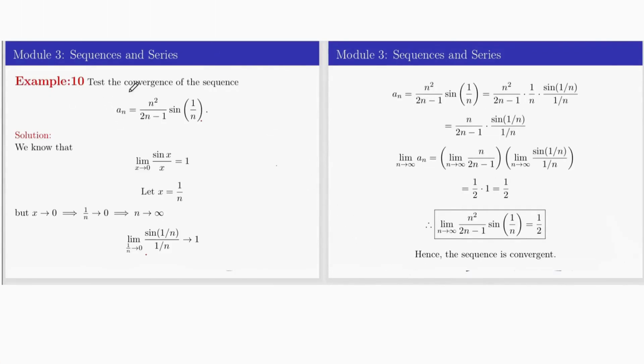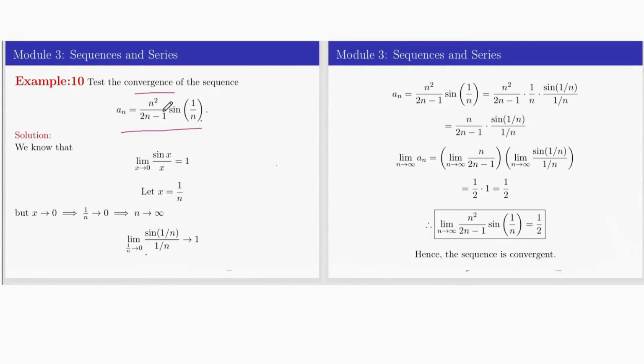Example 10. Test the convergence of the sequence a_n equals n squared upon 2n minus 1 times sine 1 upon n. Now in this question, for a given sequence, the nth term, a_n, is given, and the question is to test the convergence of the sequence. So here we are required to check whether the given sequence is a convergent sequence or not. Now let's discuss the solution.